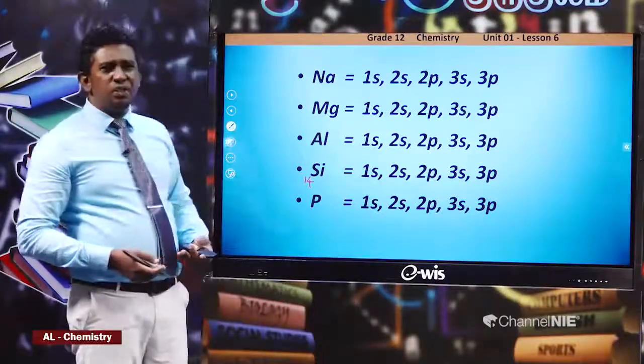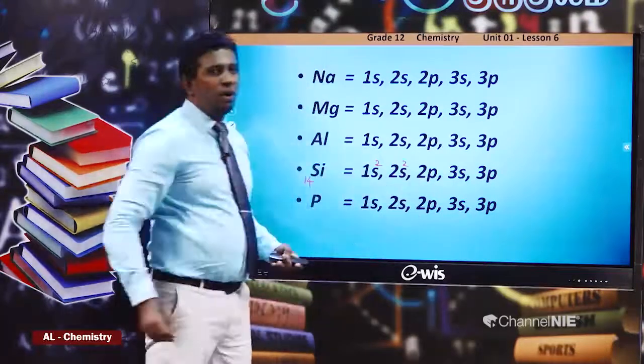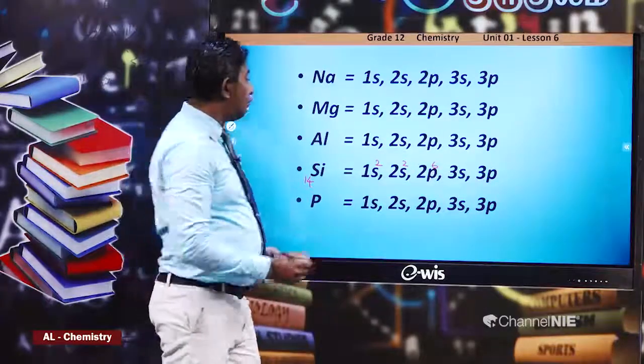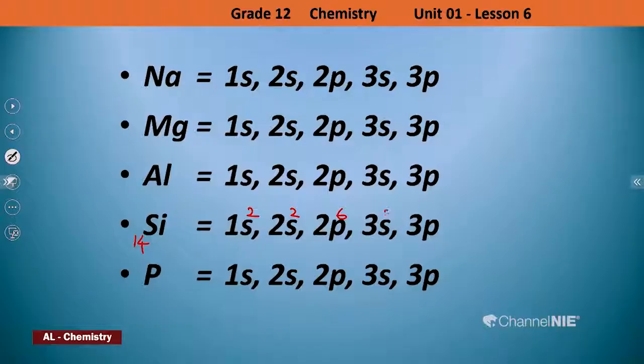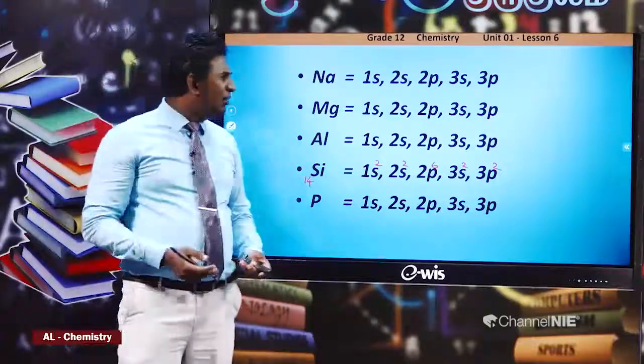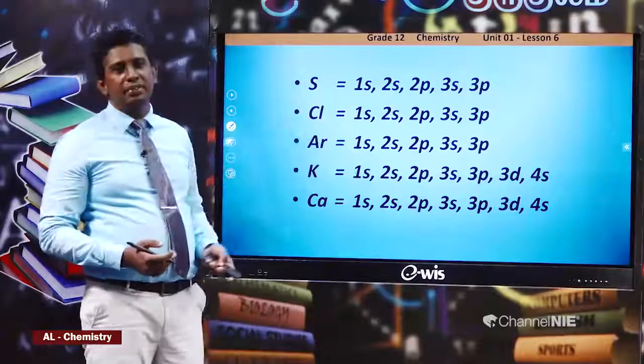Okay, then students, you fill it in this way. 2, 2, it's 4, it's 6 here, then it's 10, another 4 you have, you fill 2 here, and another 2 you have, you fill those 2 there. That's what we call the electronic configuration of silicon here. Okay, so you could keep filling on these elements.